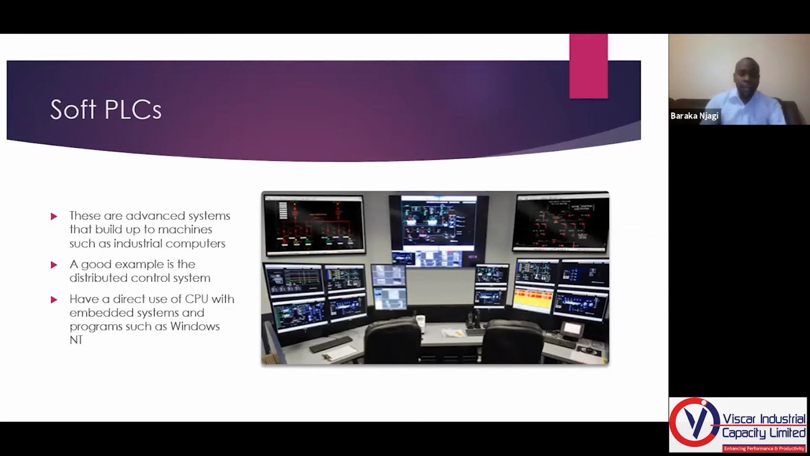The advantage of this is that they are very fast and they can be used for much more complex systems than the others. A good example is the basic distributed control system. The DCSs are just the basics of the soft PLCs. We might not look at this in detail, but these are what is there right now in the trending markets. As you can see, I have said there that they have a direct use of CPU with embedded systems and programs such as Windows NT. So a manufacturer wanting to program their PLCs will approach a company like Windows and ask them to specify and build a specific system or Windows firmware for their PLC so that it can be unique. That is what we call soft PLCs.